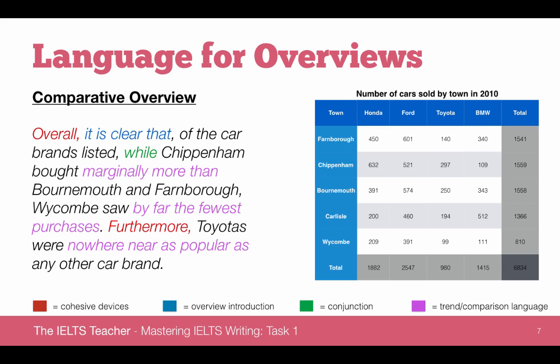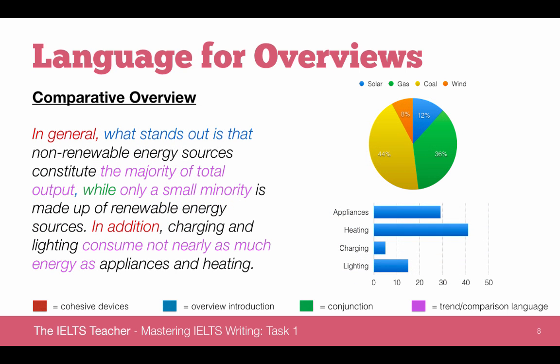So if you're looking at a comparative graph or a comparative table, you're more likely to be discussing differences and comparisons than trends. Let's look at a separate one here. Here we have a pie chart and a bar chart looking at different energy sources. In general, what stands out is that non-renewable energy sources constitute the majority of total output, while only a small minority is made up of renewable energy sources. In addition, charging and lighting consume not nearly as much energy as appliances and heating.